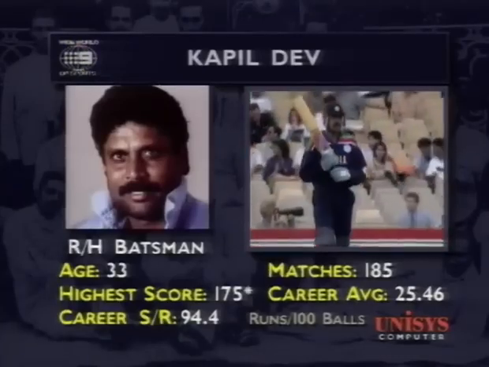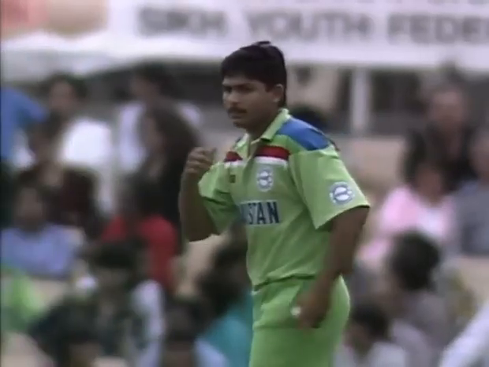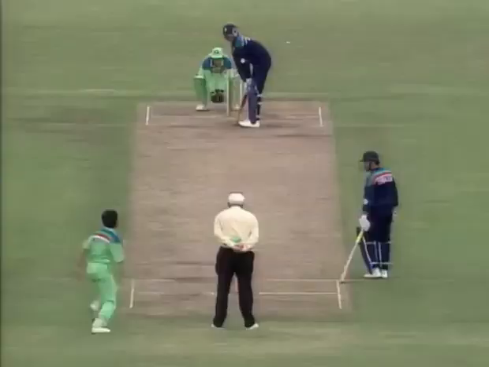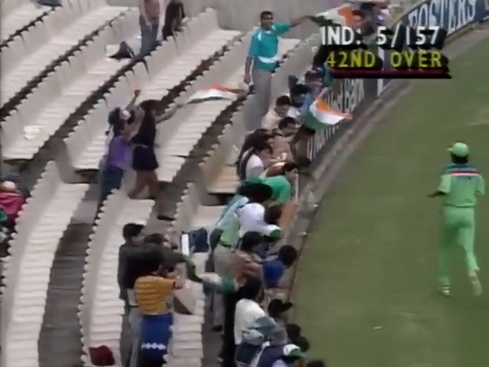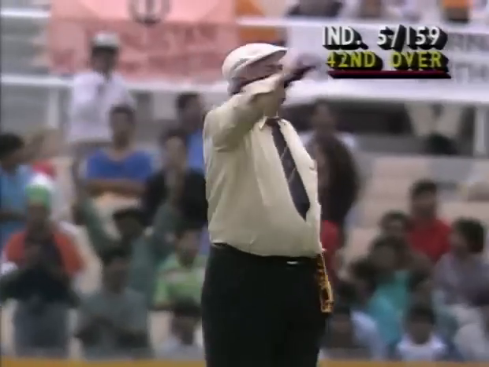Kapil Dev, the man with the best strike rate in one-day internationals over a long period of time, at 94.4, comes to the crease. It's well hit and beautifully placed. That's why he's one of the all-time greats. Kapil Dev hitting over cover for 4. 5 for 160.